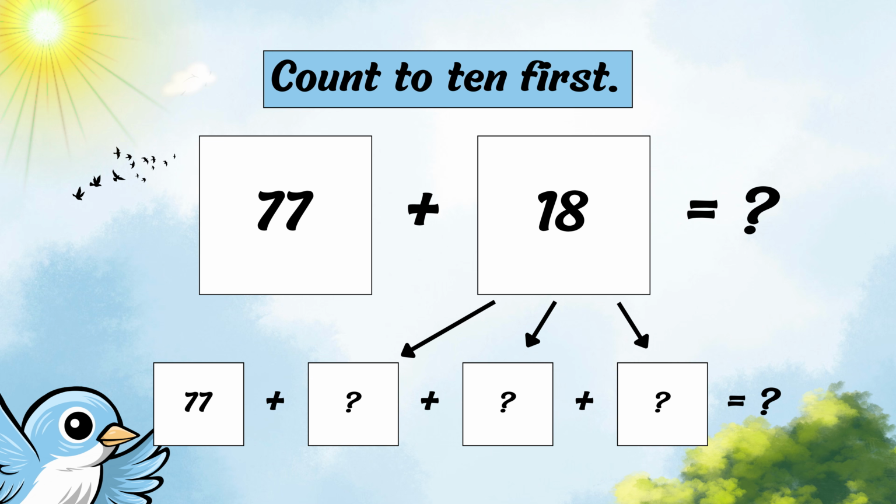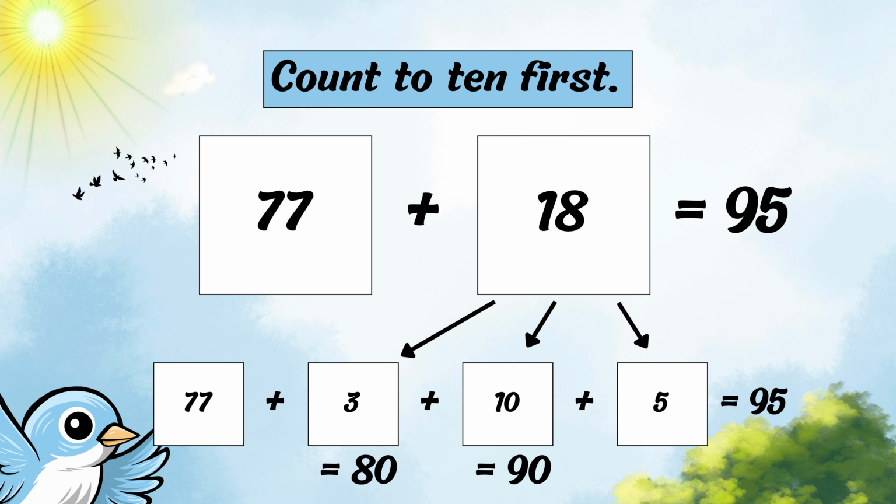Count to 10 first. 77 plus 18 equals? Break 18 into smaller numbers and count to 10 first. 77 plus 3 equals 80. Break 15 into smaller numbers and add the tens first. 80 plus 10 equals 90. Add the rest of the number. 90 plus 5 equals 95.